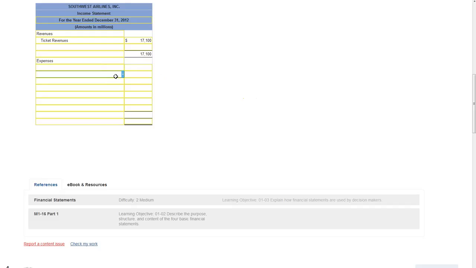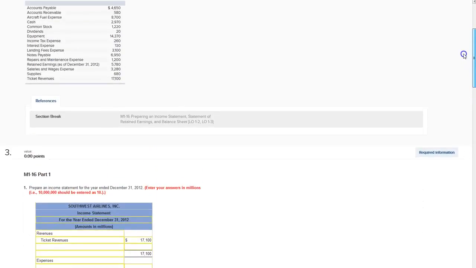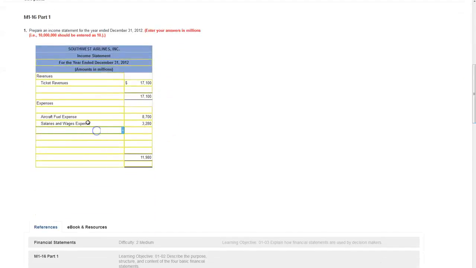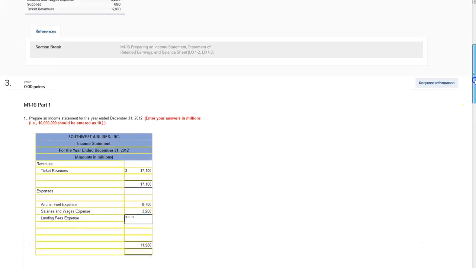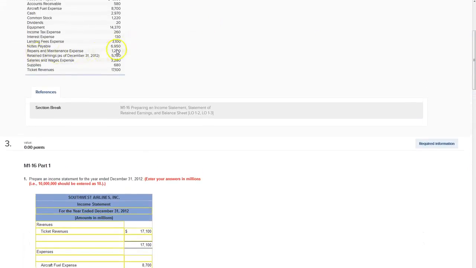So the first or largest expense was aircraft fuel expense. It's $8,700. Commas are not necessary. The next largest is salaries and wages expense, and $3,280 was that amount. The next largest was landing fees, I believe. Let's double check. Landing fees, $3,100. Let's see, I believe repairs and maintenance, but let's check. Repairs and maintenance, that looks like the next largest.